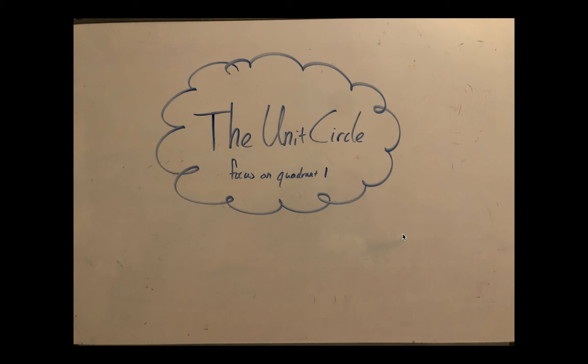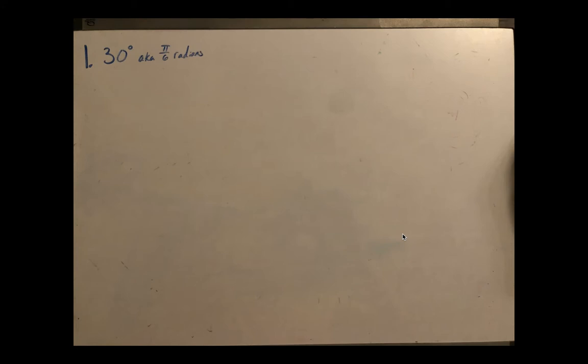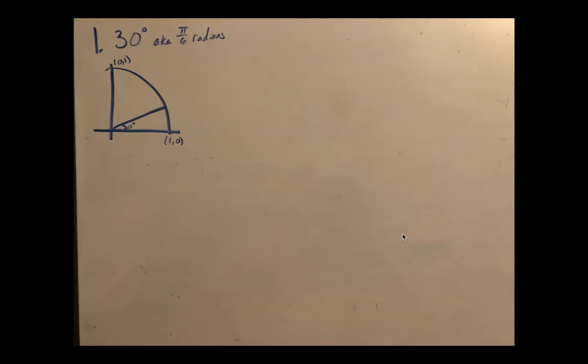All right, so today we're going to be talking about the unit circle again, and this time we're going to be focusing specifically on three really useful angles in quadrant one. The first one we're going to be talking about is a 30-degree angle, which if you're working in radians is pi over 6. So drawing that in quadrant one in the circle looks like this.